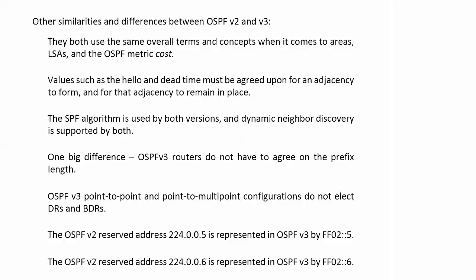Also, the OSPF version 2 reserved address 224.0.0.5 is represented in version 3 by FF02::5, and the OSPF version 2 reserved address 224.0.0.6, which we'll get to later in your studies, is represented in OSPFv3 by FF02::6. I know that we don't use 224.0.0.6 in the CCENT course, but that's a good address for you to know, and a good mapping. What you really want to concentrate on is that 224.0.0.5 is represented in OSPFv3 by FF02, 2 colons, and a 5. So it still ends in the same number.